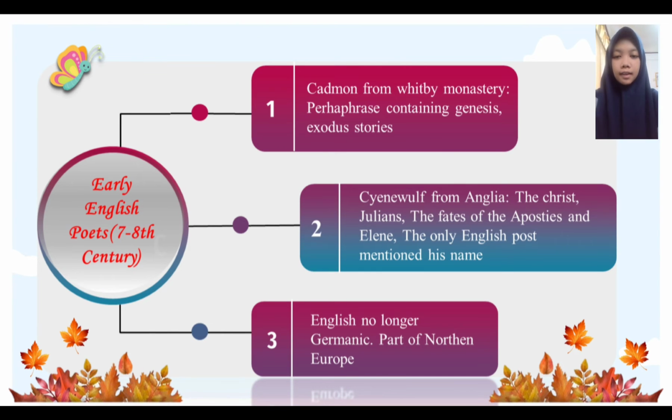Okay, the next slides. There are several points from early English poets, 7th until 8th centuries. The first point is Caedmon from Whitby monastery, who wrote Hebrew-themed works containing Genesis and Exodus stories. Number two, Cynewulf from Anglia, the poet of Juliana, Elene and others, and the only English poet who mentions his name. And number three is about the English no longer being a Germanic part of Northern Europe. Okay, in the next slides, we will learn about the early English poets.